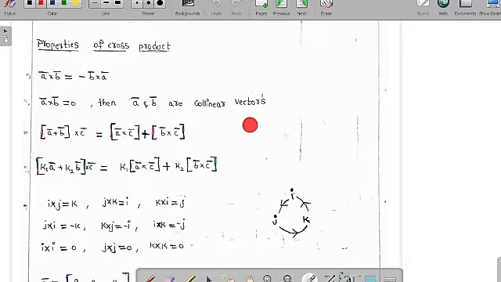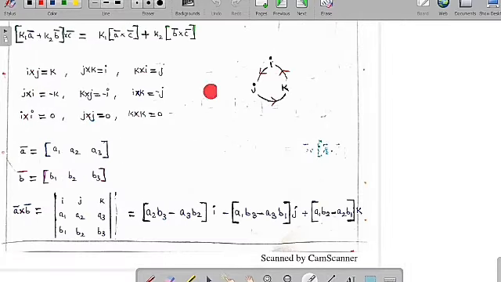So when theta is equal to 0, sine 0 is nothing but 0. Therefore the cross product will always be equal to 0 for parallel vectors or collinear vectors. Now, (A bar plus B bar) cross C bar is equal to A bar cross C bar plus B bar cross C bar. And (K1 A bar plus K2 B bar) cross C bar is equal to K1 A bar cross C bar plus K2 B bar cross C bar.